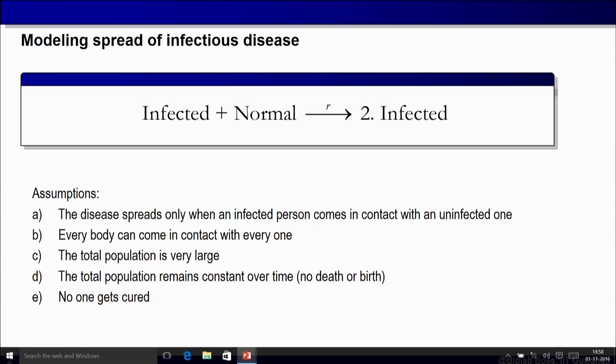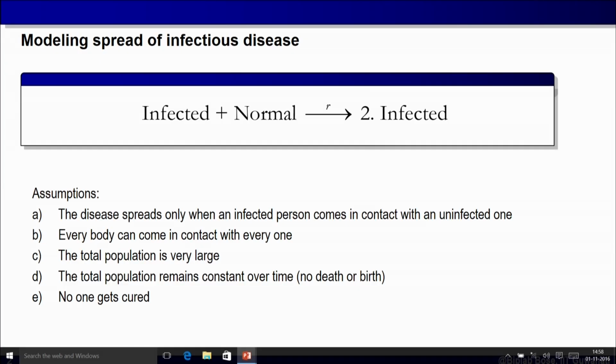So if you remember, in the second module, we discussed that we always have to simplify the problem and we have to make the simplest model possible. And to do that, we have to make certain assumptions.